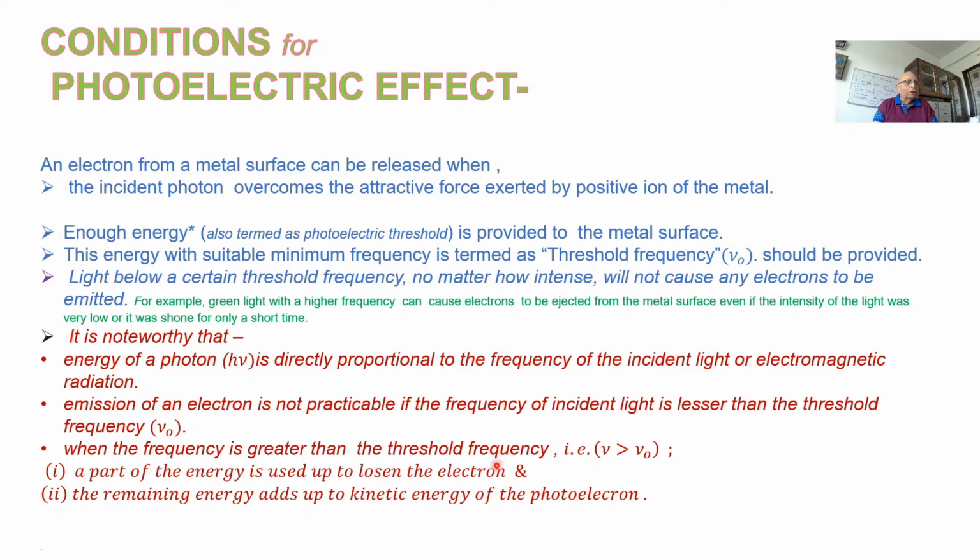Now, when the frequency is greater than the threshold frequency, suppose the incident light is struck over the metallic surface with a greater frequency than the minimum required frequency, that was threshold frequency, what will happen? Out of the total energy, a part will be used up to release the electron, and the remaining energy will cause emission of the electron with greater kinetic energy.